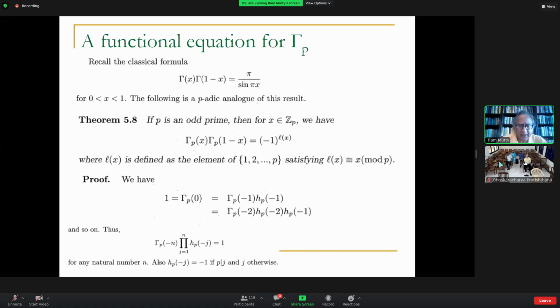And looking at the definition of what hp of j is, well, it's equal to minus 1 if p divides j, and j otherwise. And therefore, when you work that out, gamma p of minus n and gamma p of n plus 1 turns out to be minus 1 to the greatest integer of n over p plus n plus 1, which equals 1. So this is the analog of that theorem.